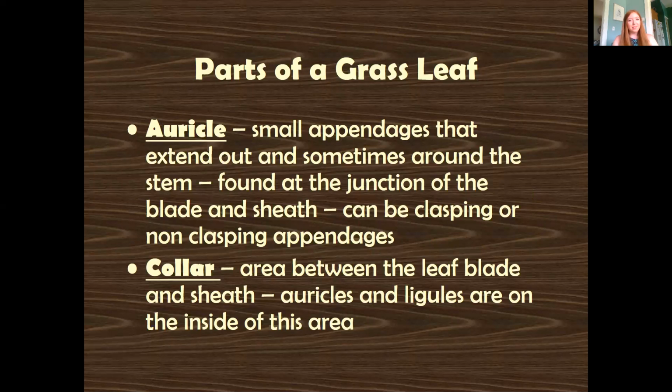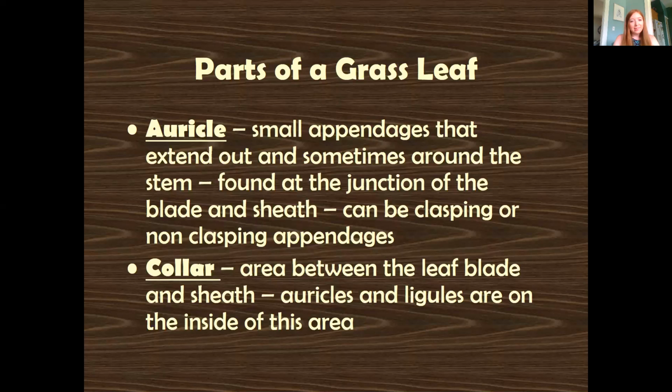Auricles, so that word means the little ears. So these are small appendages that extend out and sometimes around the stem. They can clasp the stem right at the junction of the blade to the sheath. And I'll have pictures in a minute here to kind of illustrate these terms a little more.